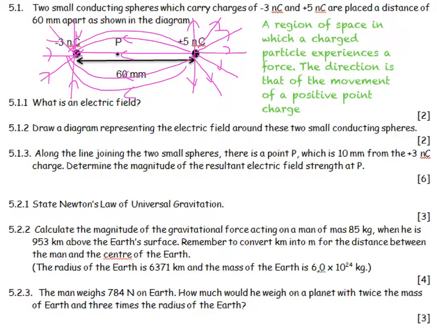Along the line joining the two small spheres, there is a point P, which is 10 millimeters from the plus 3 nanocoulomb charge. Determine the resulting field strength at that point. So we are going to go 10 millimeters over here. Sorry, it's 10 over there, okay? And then obviously that means that there's 50 left over there. Now, it's a resulting field strength, so I need to work out the electric field due to the minus 3 and due to the plus 5. So let's see what we can do about that.